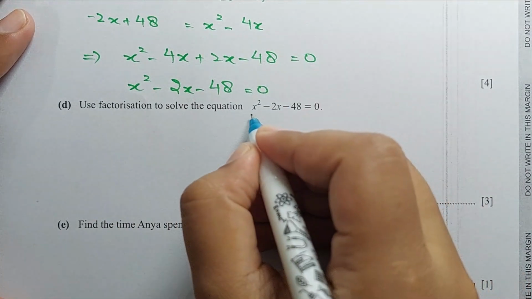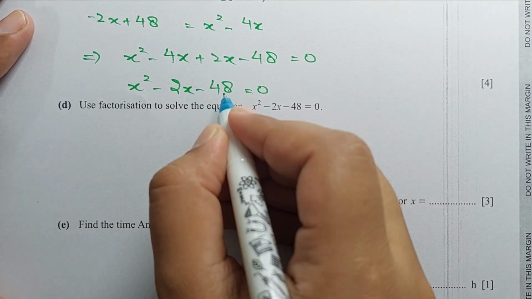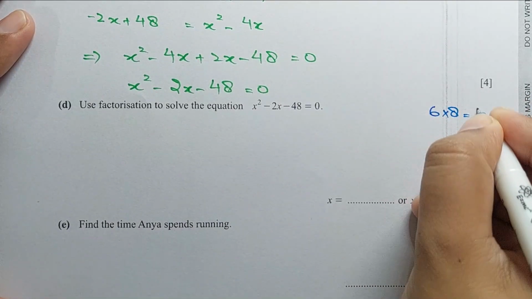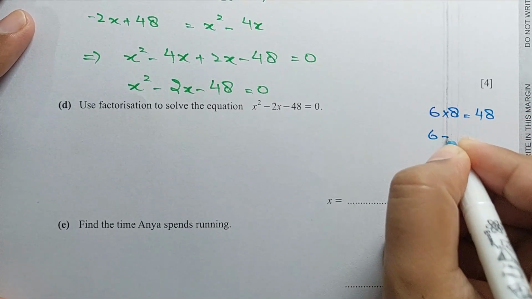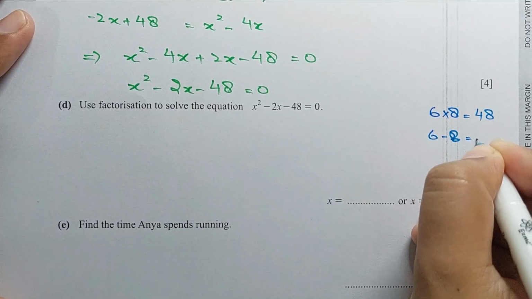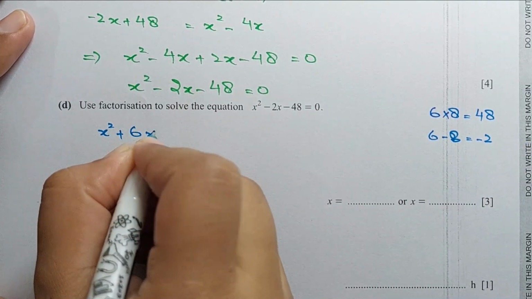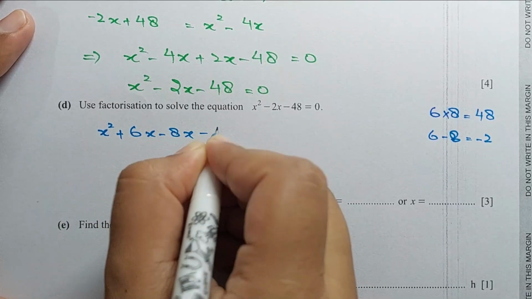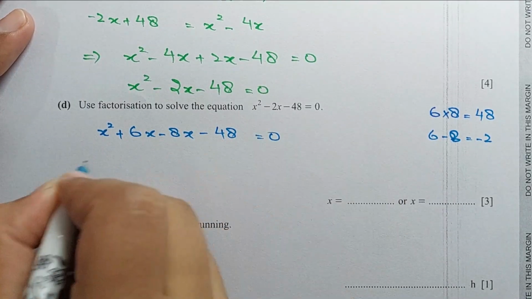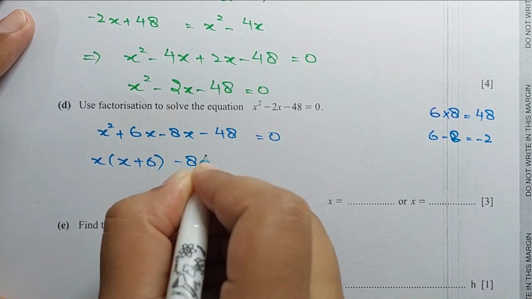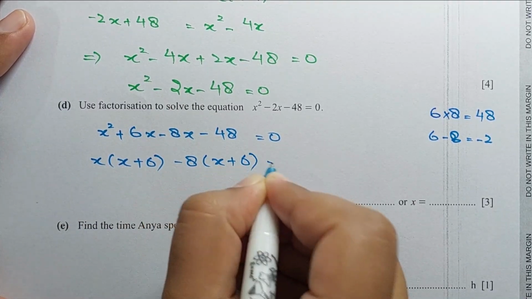Okay, so let me use the factorization. 1 times 48 is 48, and we know that 6 times 8 is 48. And 6 minus 8 is negative 2. So x squared plus 6x minus 8x minus 48 equals 0. Take x common, x plus 6 is left. Take negative 8 common, x plus 6 is left, equals 0.